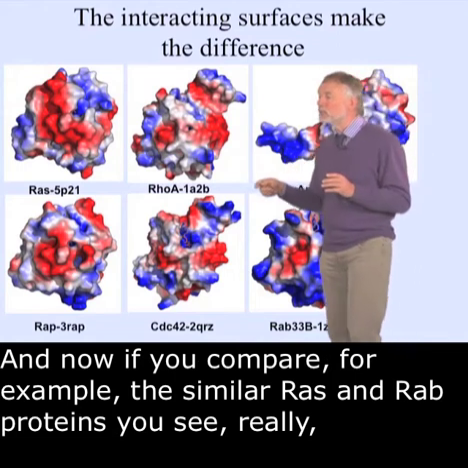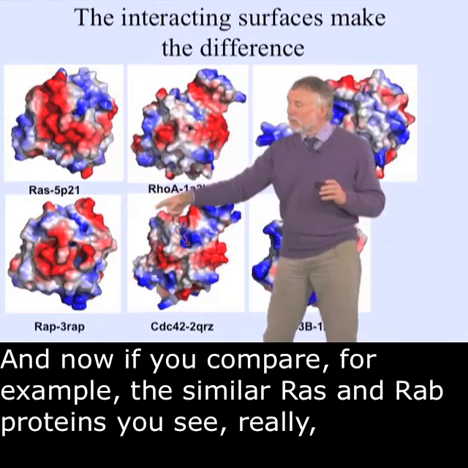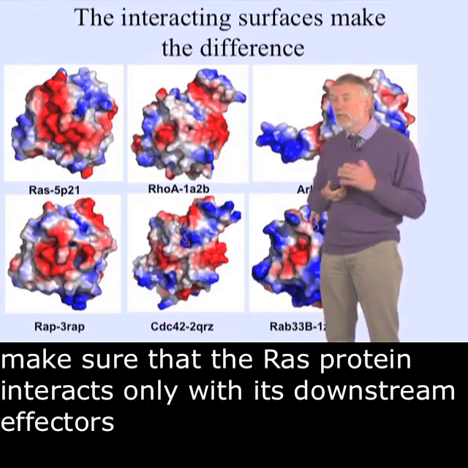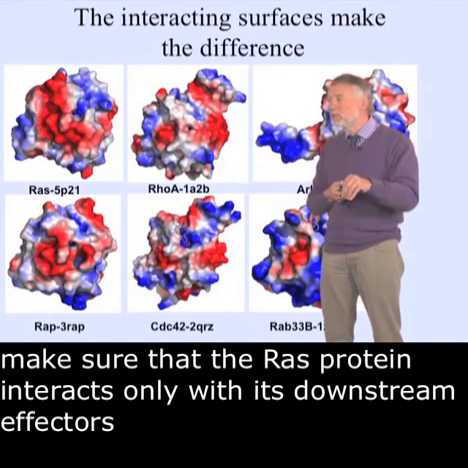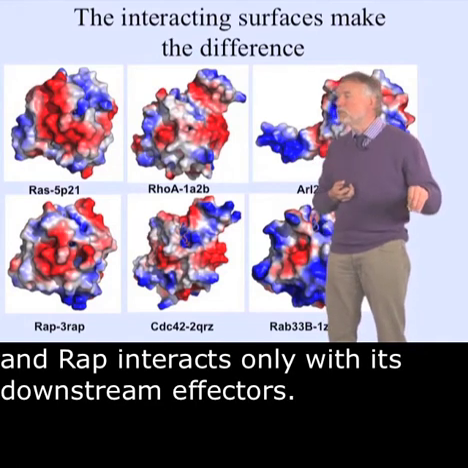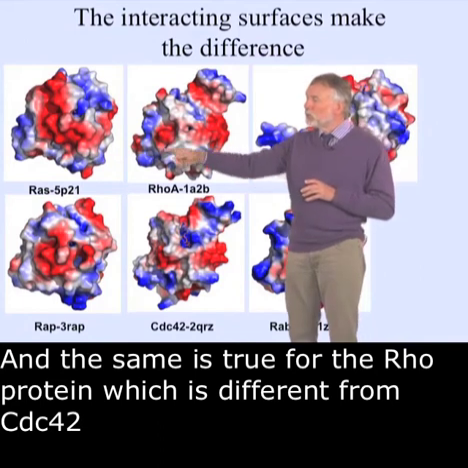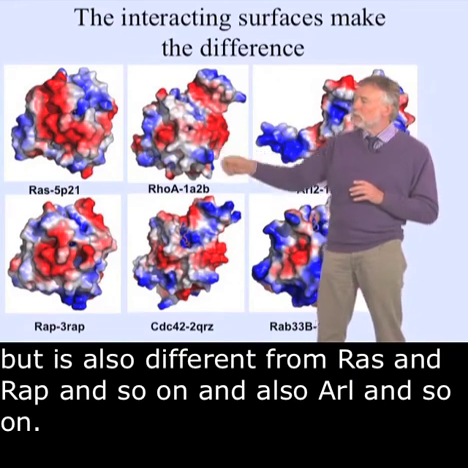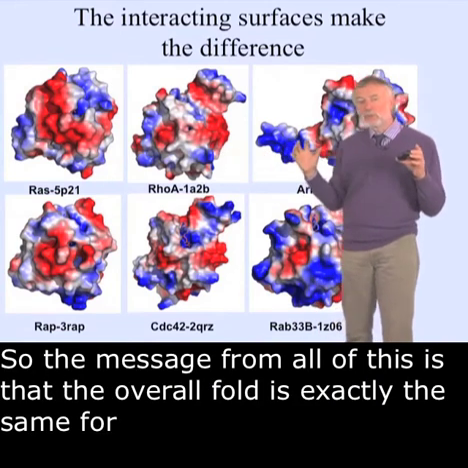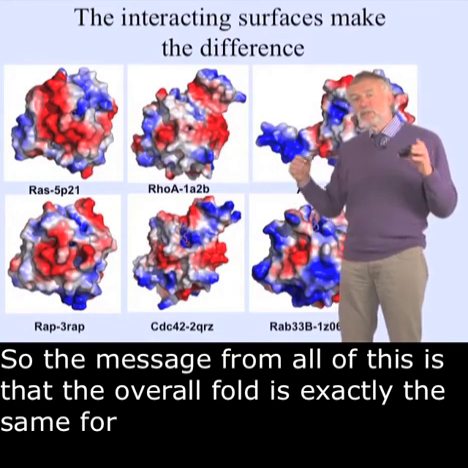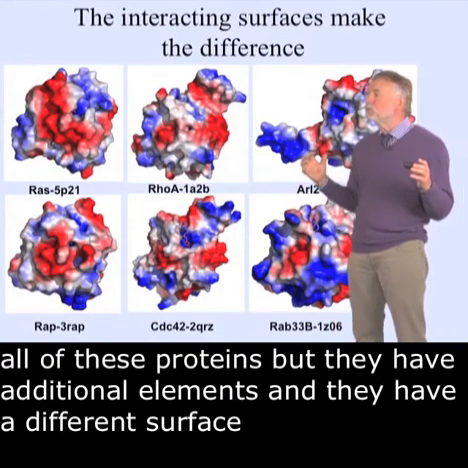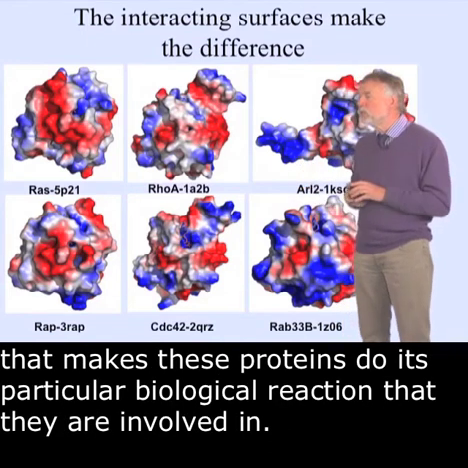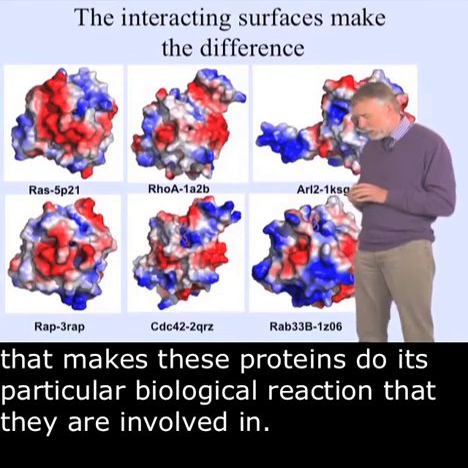Now if you compare the rather similar RAS and RAP proteins, you see immediately that the surface is different enough to make sure that the RAS protein interacts only with its downstream effectors, and RAP interacts only with its downstream effectors. The same is true for the Rho protein, which is different from CDC42, but is also different from RAS and RAP and so on, and also AL. So the message is that the overall fold is exactly the same for all these proteins, but they have additional elements and a different surface that makes each protein do the particular biological reaction that it is involved in.